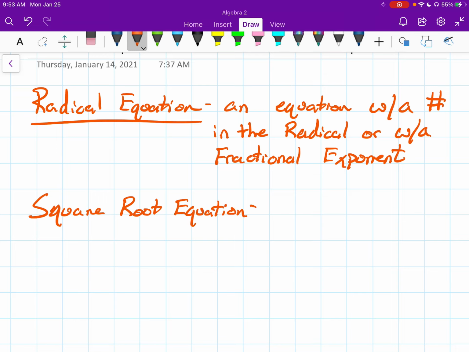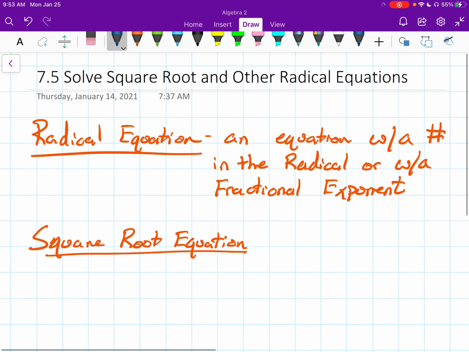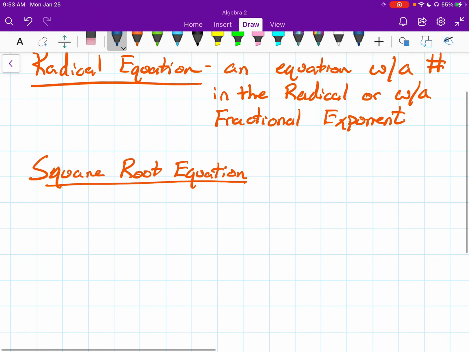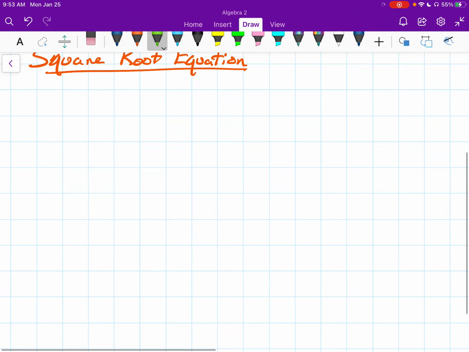Well, that's a radical equation. Only the radical has to have a 2, or the exponent has to have a 2. I'm not going to write that down because I think that's pretty self-evident. So these have a special technique to solve them, and let's go on and look at example number 1.